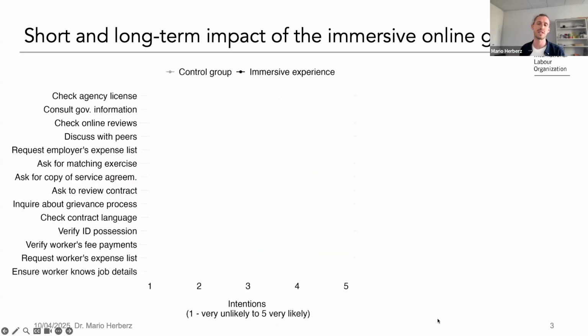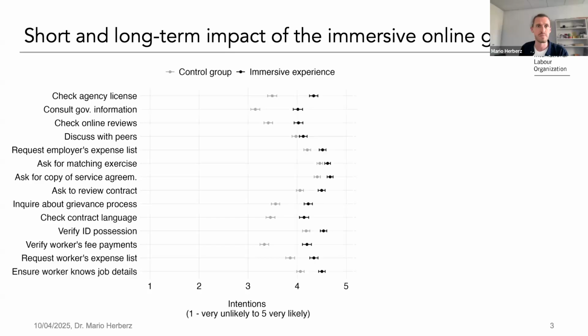So basically what we did is that one group of participants completed their immersive online game and another group didn't. And then we asked participants whether they adhered or intended to adhere to a range of fair recruitment practices that you can see here on the left. So to check the agency's license, to check the online reviews for an employment agency, or to simply discuss their choice with their peers.